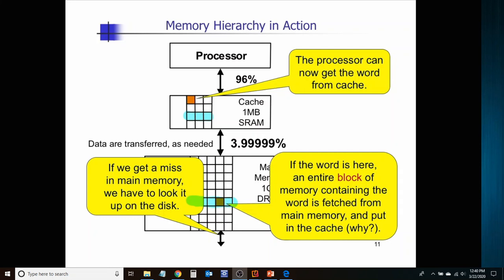Now the important question is, why do we do this? We are doing this because we want to leverage spatial locality. Because if we are accessing this particular word, there are very good chances that we will also need that word or that word, something that's close by. So to leverage spatial locality, we are going to bring in the whole block.